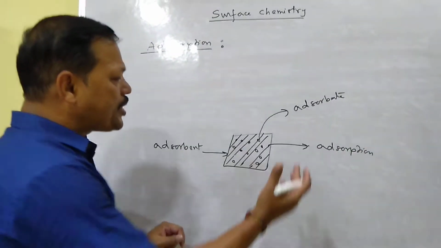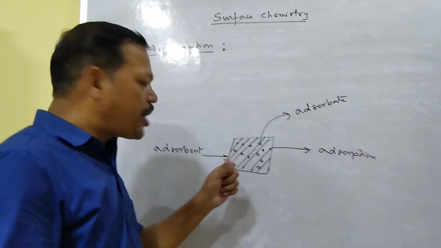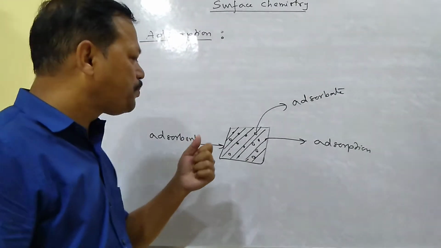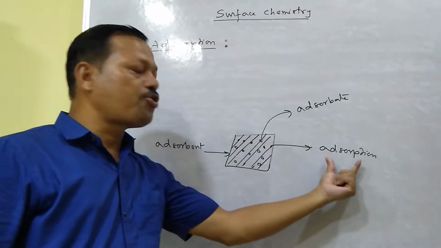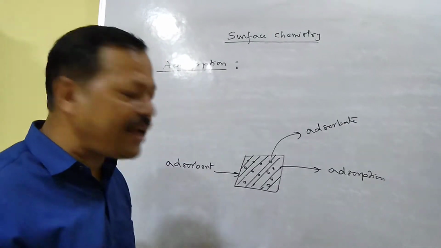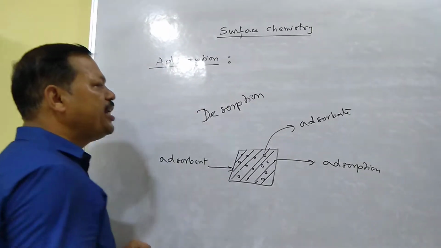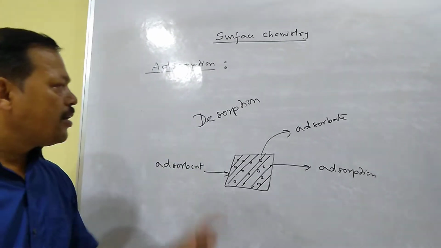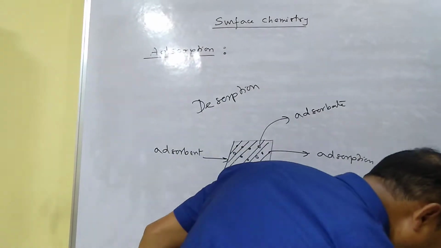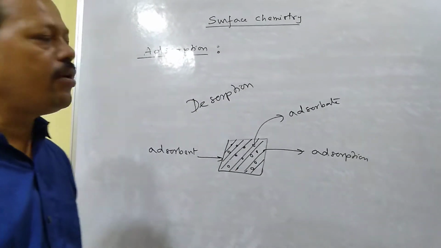Now, suppose some molecules get adsorbed on the surface, and again you try to remove the substance which got adsorbed. Yes, you can remove it also, which is called the reverse process of adsorption. Adsorption means it attracts the particle and retains it on the surface. If you want to remove it again, that process is called desorption, D-E-S-O-R-P-T-I-O-N. I mean, if you want to remove the adsorbate from the adsorbent, that process is called desorption.